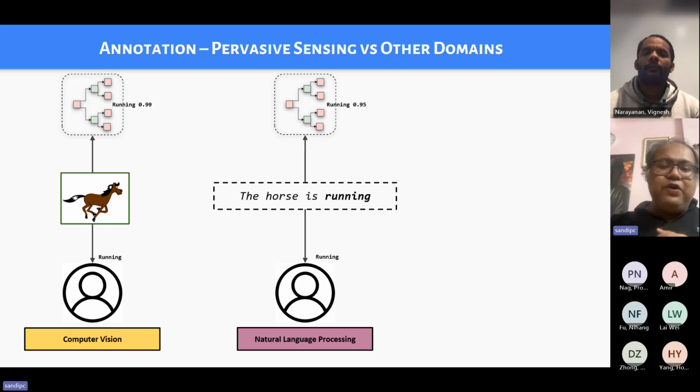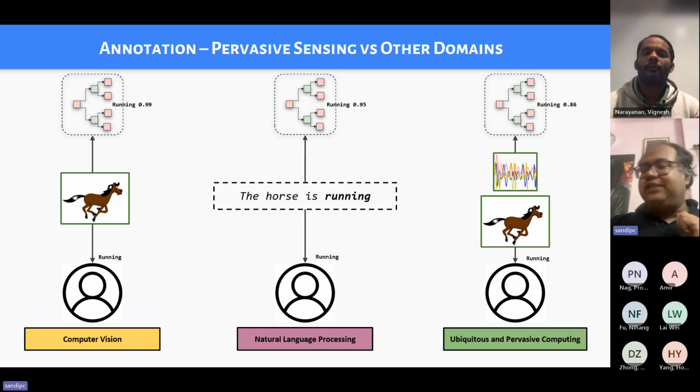But interestingly, if you look into the pervasive sensing community, what you are going to do is collect the sensing data from the environment. For example, you collect the accelerometer data, maybe from the horse. But while doing the labeling, you are not actually looking into the accelerometer data. Rather, you are looking into a third modality, maybe the video of the horse running, and from there you are labeling the data.